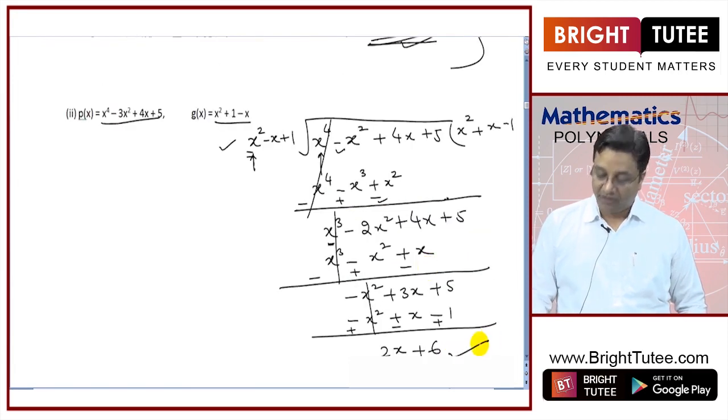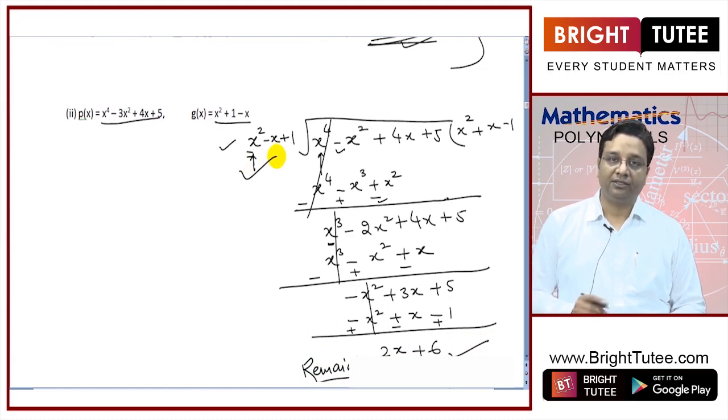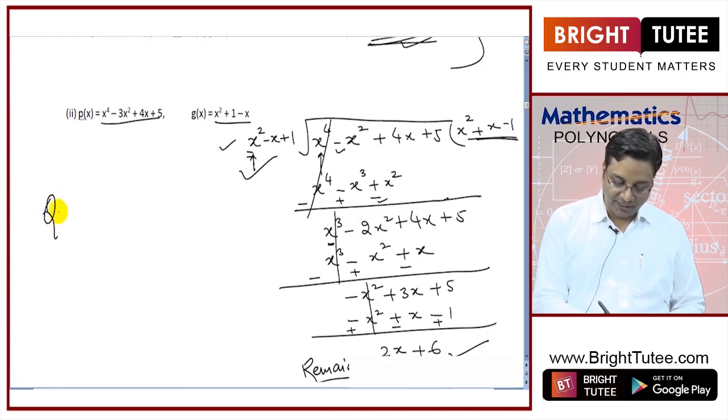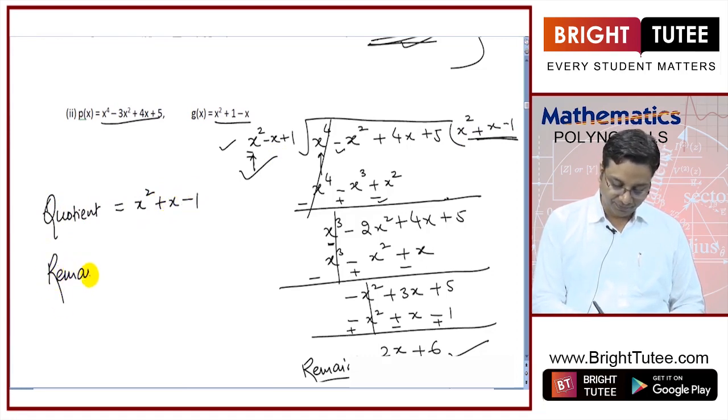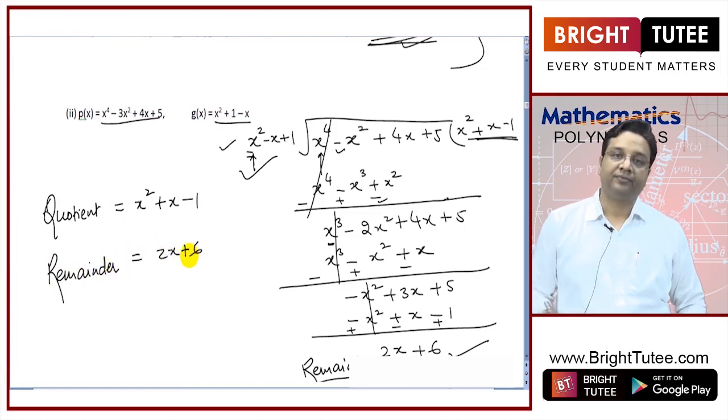So, this is now my remainder. Why is this the remainder? Because the degree now is lesser than the divisor. So we stop the division at this place. And this is my quotient. So quotient required is x square plus x minus 1, and remainder is 2x plus 6.